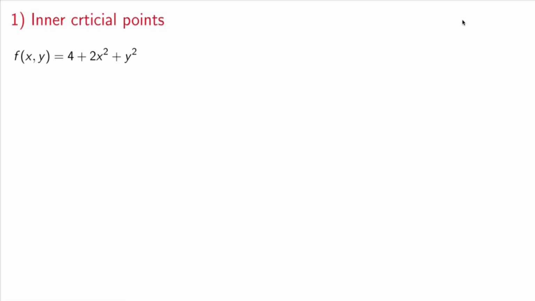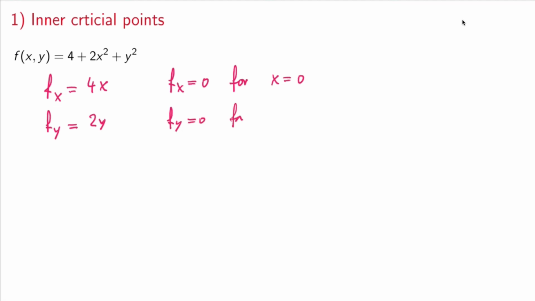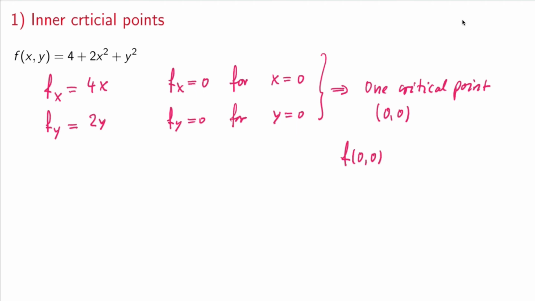Let's start with the inner critical points. Remember, the critical points are the zeros of the partial derivatives. So let's do the partial derivatives. If I differentiate by x, I just get 4x. If I differentiate by y, I get 2y. The x partial derivative is 0 whenever x is 0, and the y derivative is 0 whenever y is 0. This implies we have exactly one critical point inside the domain, which is (0, 0). And for later use we can already evaluate f at (0, 0), which is equal to 4.